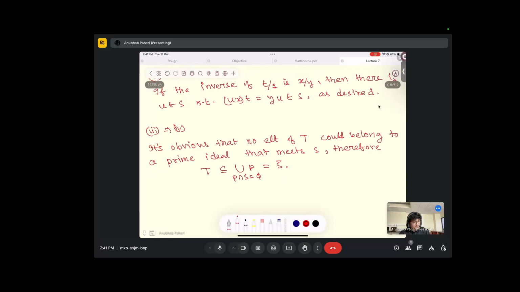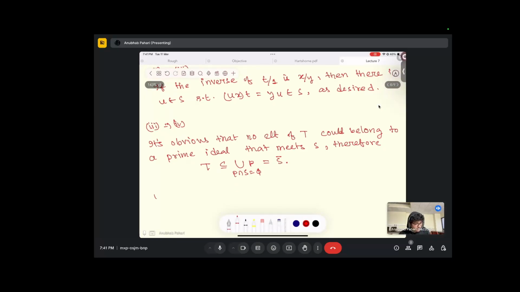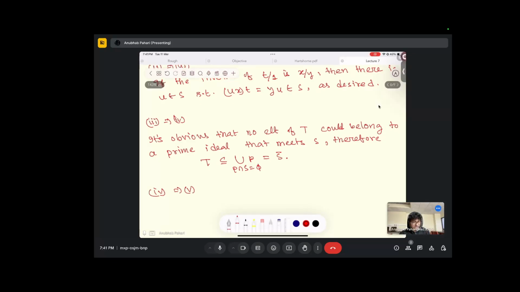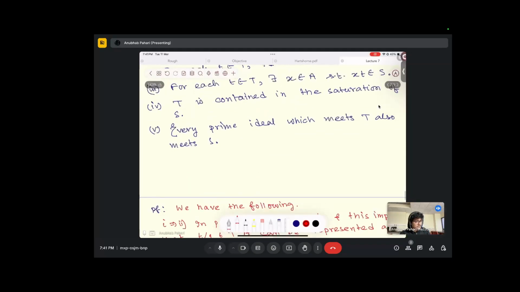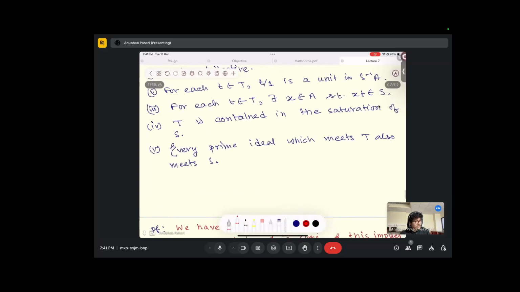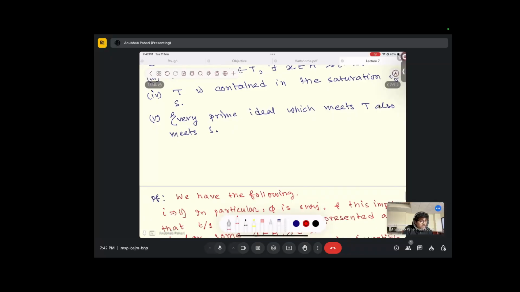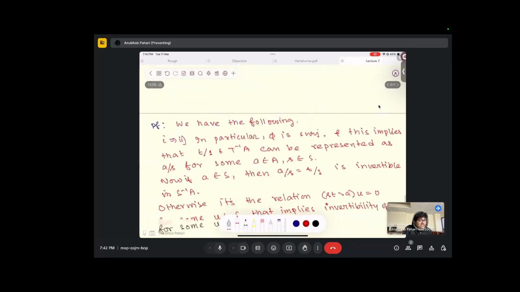So yeah, you are seeing that all those steps are quite easy except for the last one, and this is also trivial because you can see that if T is contained in the saturation of S, then from the previous corollary what we have done, every prime ideal which meets T also meets S.